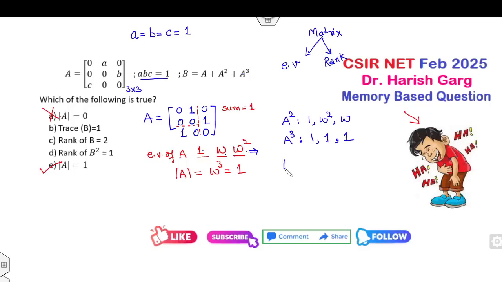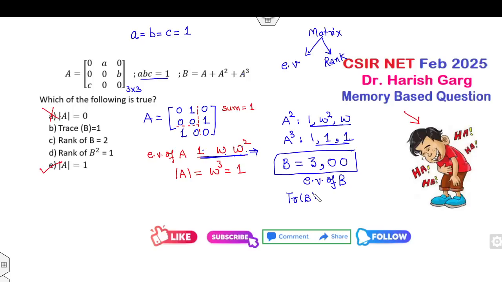Fine. So therefore, the eigenvalues of B, you can add the eigenvalues of A, A square and A cube. So 1, 1, 1 gives 3. Omega, omega square, 1 gives 0. Omega square, omega, 1 gives 0. These are the eigenvalues of B. Once you know the eigenvalues, what is the trace of B? Sum of the eigenvalues, 3. So this option is cancelled.